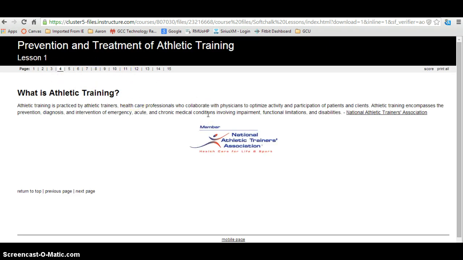So what is athletic training? Athletic training is what I do. I am a certified athletic trainer. It is practiced by athletic trainers who are healthcare professionals who collaborate with physicians to optimize activity and participation of patients and clients. We work in the prevention, diagnosis, emergency acute interventions or evaluations, as well as dealing with chronic medical conditions, including any type of disabilities or rehabilitation. This is the National Athletic Trainers Association definition.